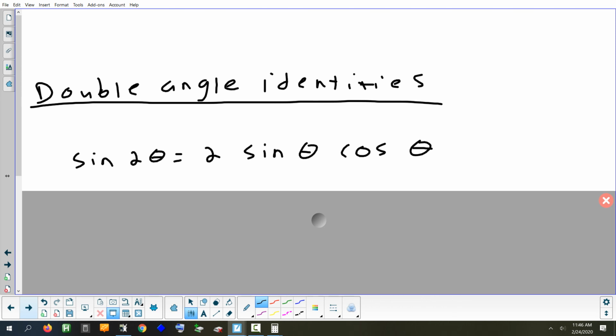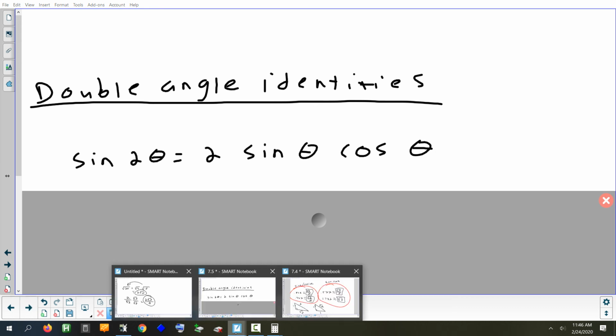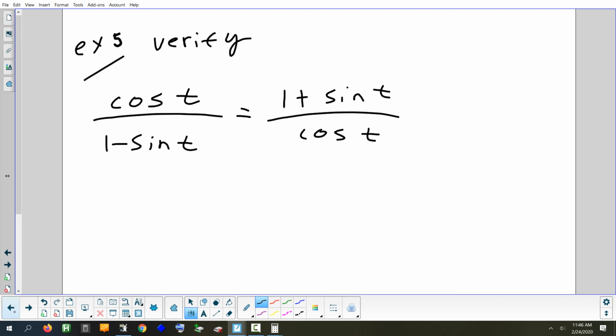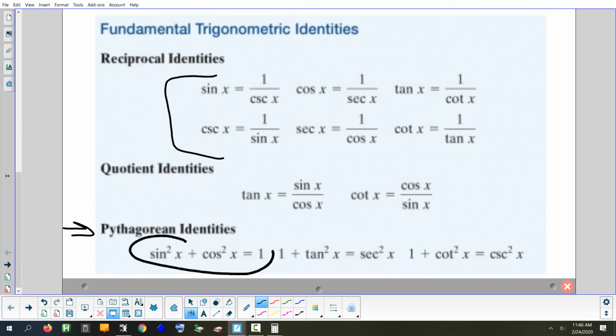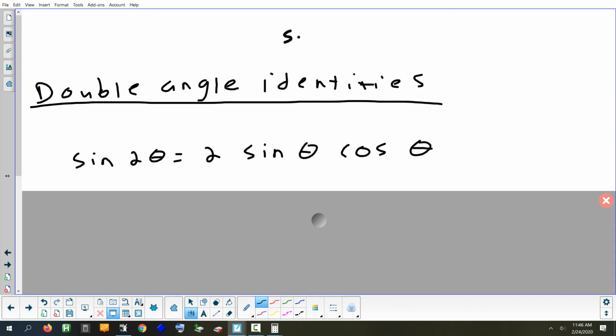Now, before we look at the next one, which is for cosine 2 theta, I'm going to go back and look at something that I showed you guys from section 7.4. I want to go back and look, just for a second, at a Pythagorean identity. Specifically this one. Sine squared plus cosine squared equals 1. I'm going to just copy that to what we're doing right now. Just up here for a second. I'll come back to that.